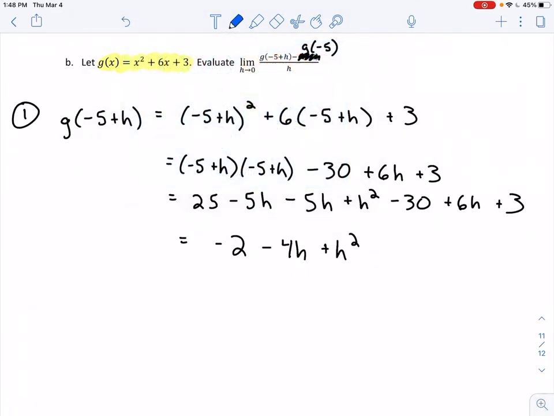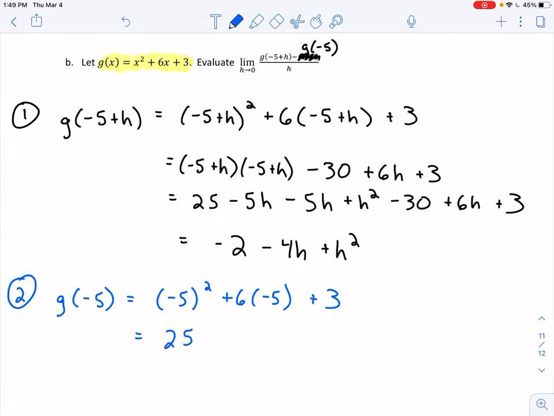Step 2, kind of 2 parts to it. First thing I'm going to do is find g of negative 5. So I'm going to take negative 5 and plug it into, once again, this highlighted function. So that is negative 5 squared plus 6 times negative 5 plus 3. Here I'll have 25 minus 30 plus 3. 25 minus 30, that would be negative 5, plus 3 would be negative 2.